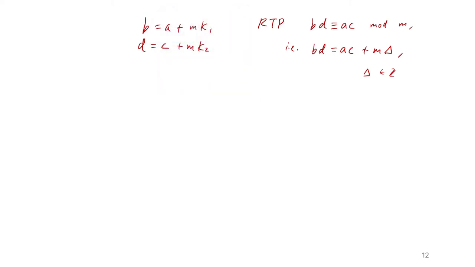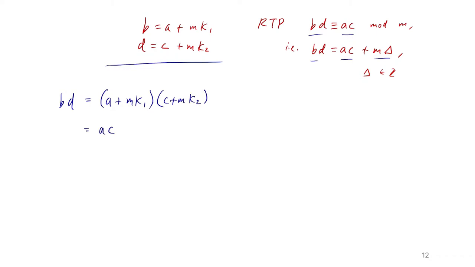Okay. So recall, our goal is to show that if A and B are equivalent and C and D are equivalent, modulo M, I should be able to say B times D is equivalent to A times C, modulo M. A way to phrase this would be, I can write BD as AC plus some multiple of M, so M times triangle, where triangle is an integer. Is that clear? So that's the goal. Why don't we start off by multiplying our two expressions? The left-hand side will have B times D, and the right-hand side I'll have whatever this thing is, which gives me AC plus M A K2 plus M K1 C plus M squared K1 K2.